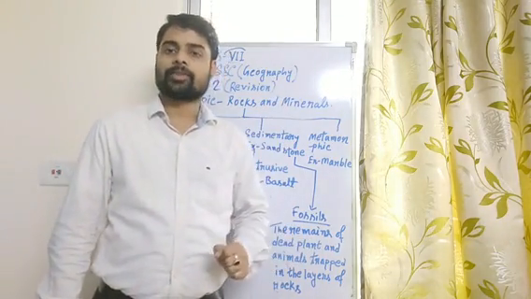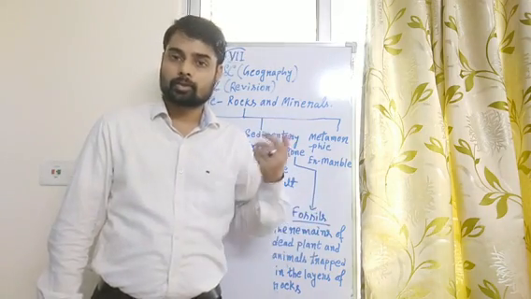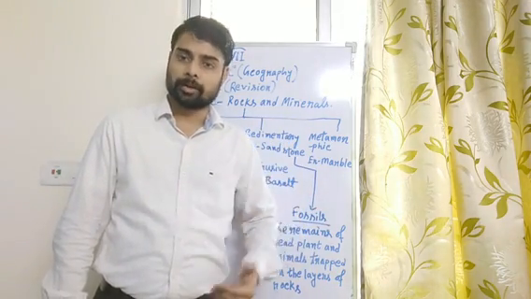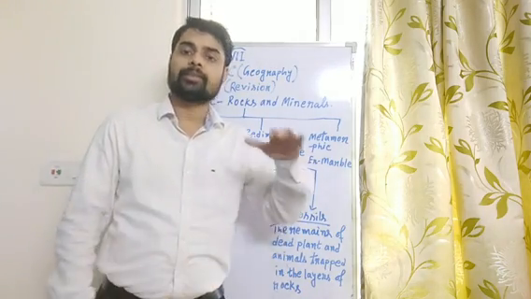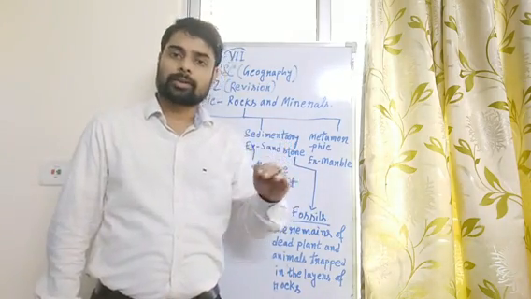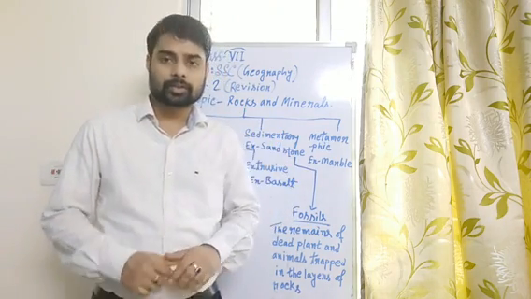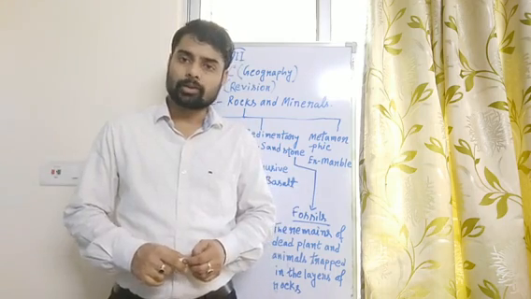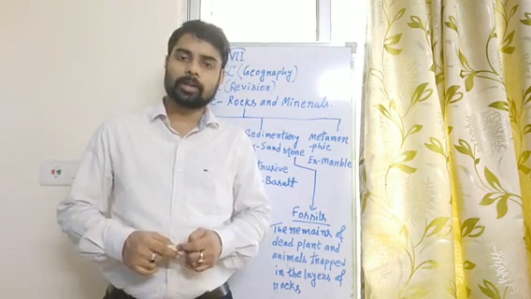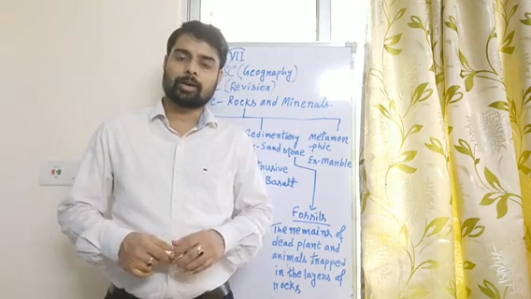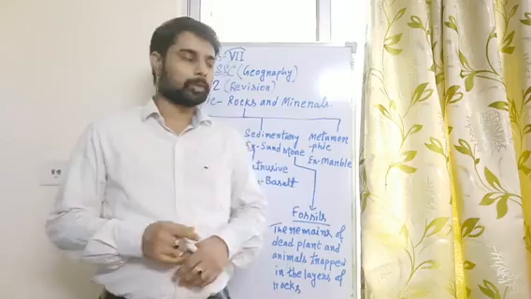In the previous class we discussed how the Earth's crust and interior are divided into many layers. Today we are going to discuss the uppermost layer of the earth. It is called the crust. The crust is made up mainly of different rocks and minerals.